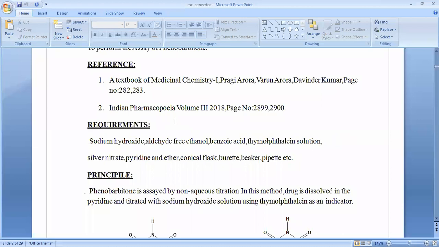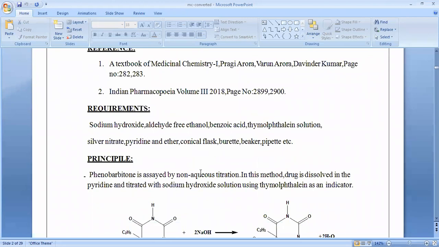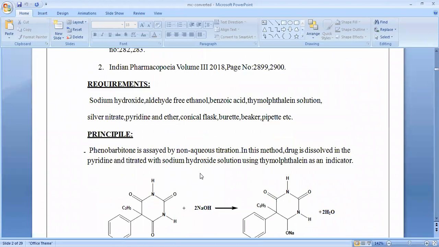The requirements for this experiment are sodium hydroxide, aldehyde-free ethanol, benzoic acid, and thymolphthalein solution, silver nitrate, pyridine, ether, conical flask, burette, beaker, and pipette. Now what is the principle of the assay of phenobarbital? It is assayed by non-aqueous titration.